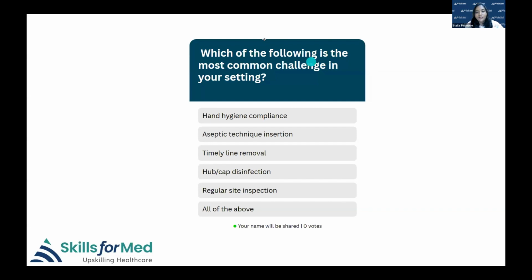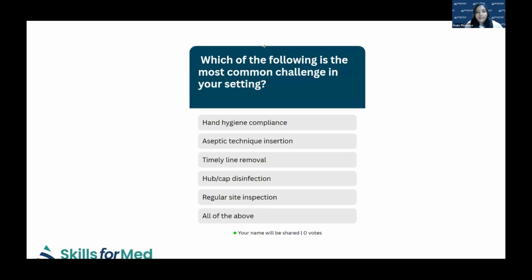Your hand hygiene, hub cleaning, timely line removal. So option 1, 2, 4. Okay, done. And all of the above, yes. Hand hygiene, hub cleaning. Okay. I think all of the reasons are stated, doctor, in the chat box. Yeah, I think almost all of them are quite relevant.